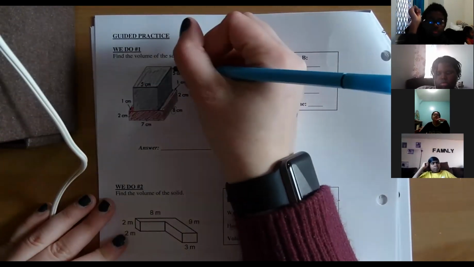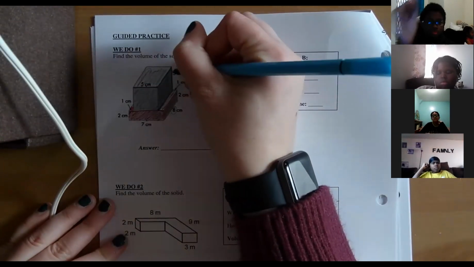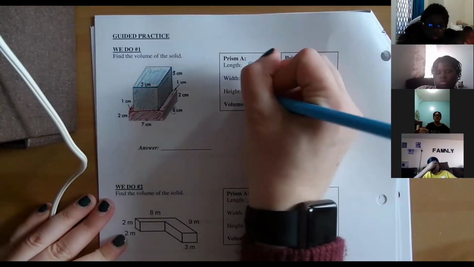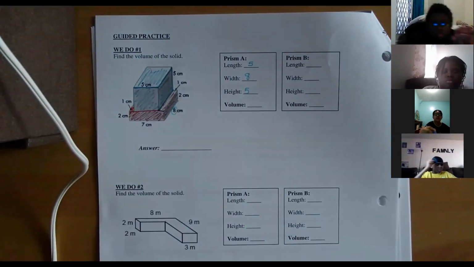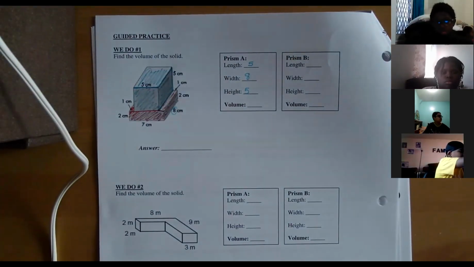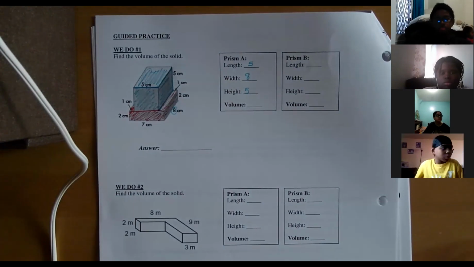Oh, it looks like right here, my height is actually labeled as 5 centimeters. Okay, so now I have the length, width, and height of Prism A. And now I'm going to figure out the length, width, and height for Prism B.